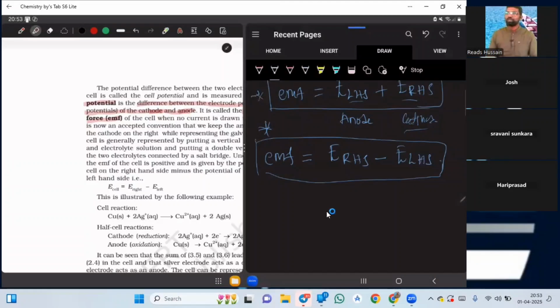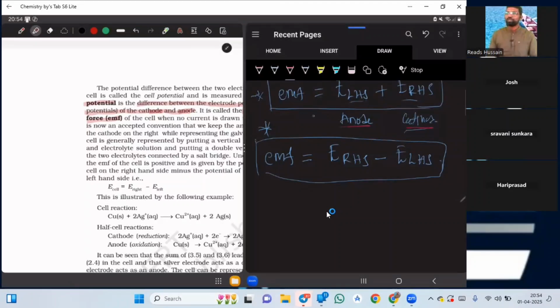Whenever it is necessary, then I will tell you, and during any numerical questions, I will try to recall this one. When we need to use this formula we have to use. What is this ERHS means? Right hand side means what? Cathode, no? Left hand side anode, no? See, left hand side anode, right hand side cathode.